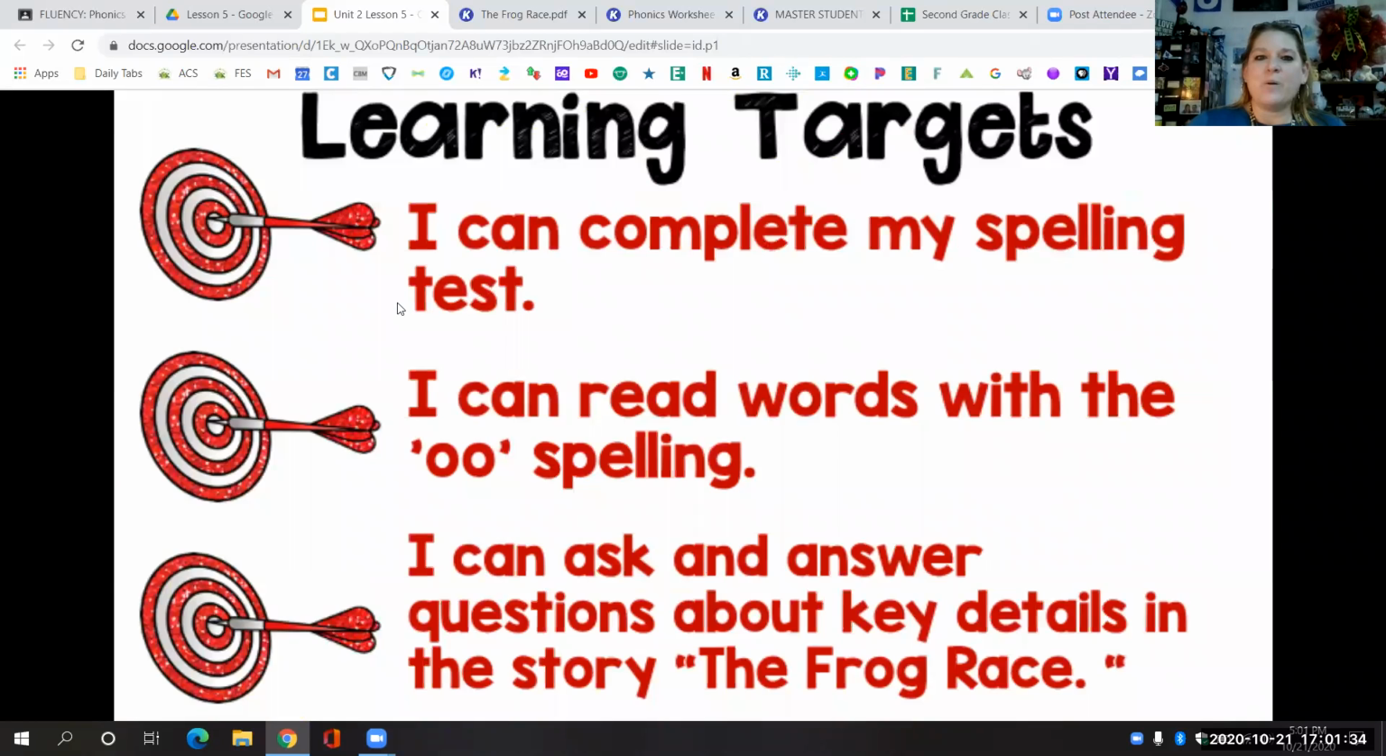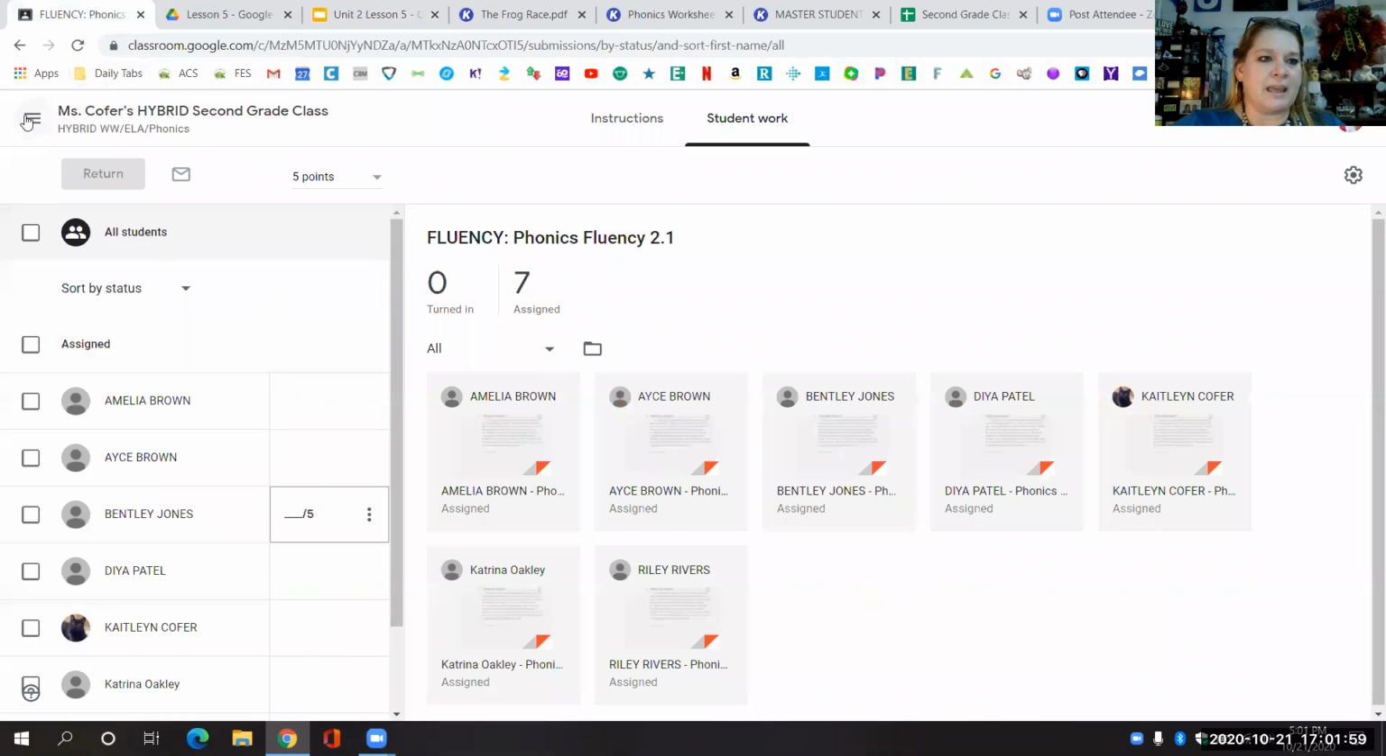All right, so our learning targets for today were: I can complete my spelling test, which we did. I can read words with the OO spelling, which we did, the ooh and soon and look. And I can ask and answer questions about key details in the story, The Frog Race, and we have done that also.